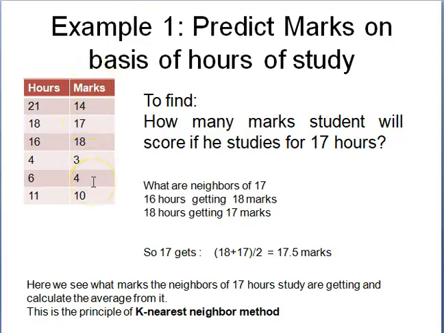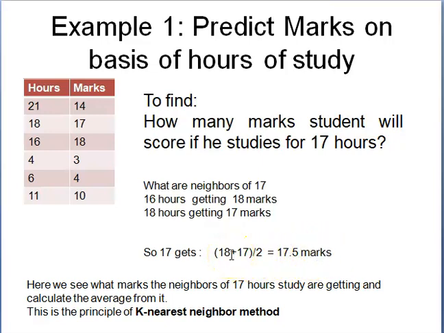Now we want to estimate that if a student is studying for 17 hours, then what will be the score that he will be getting. Now one way of doing it is on the basis of the neighbors of the 17-hour study. So 16 is a neighbor of 17 hours study, 18 is a neighbor of 17 hours study. So the 16-hour student is getting 18 marks, the 18-hour student is getting 17 marks. So what we do, we calculate the average of the two, (18 plus 17) upon 2, and therefore we conclude that the student will get 17.7 marks.